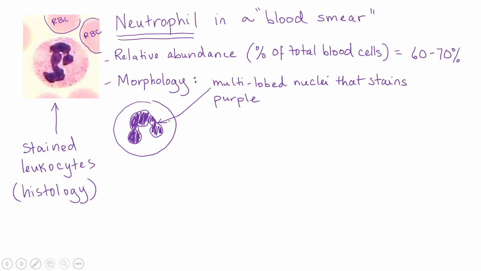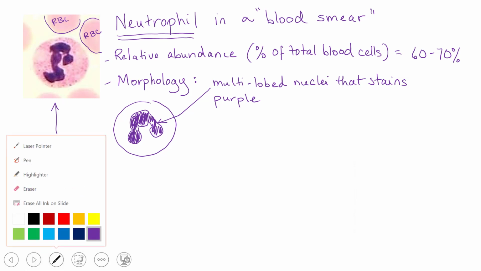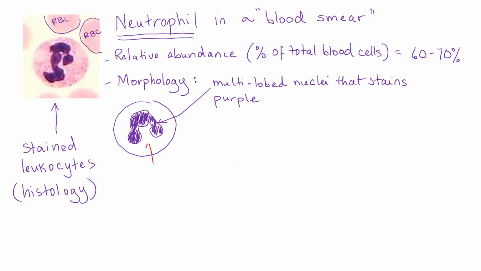And the cytoplasm. So the cytoplasm of the neutrophils, well, the cytoplasm usually stains pink, although it's also possible for it to be staining purple as well. Stains pink or purple.